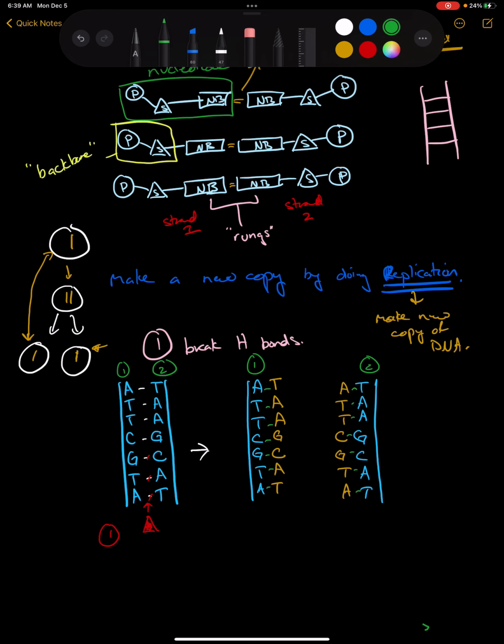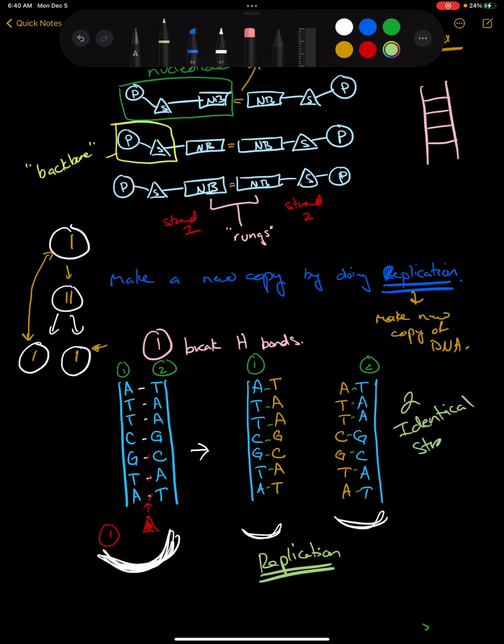So see, look, I started off with my original DNA right here. But then when I broke those hydrogen bonds apart, now how many strands do I have? I have 2 strands, because I have this strand right here, I have this strand right here, which means when I do replication, in the end, I get 2 identical strands. 2 identical strands, right?